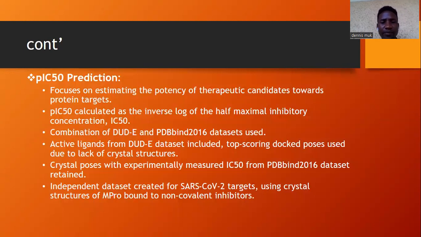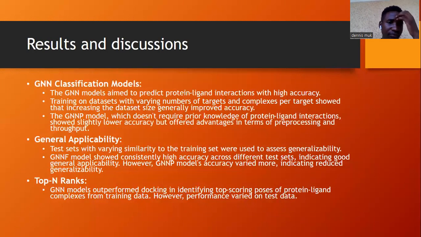So we further look at the IP in the PIC50 prediction. This one focuses on estimating the potency of therapeutic candidates towards protein targets. PIC50 is calculated as the inverse log of the half maximal inhibitory concentration. Basically, the combination of DUDE and PDB binding 2016 data sets are used. So we have the results and the discussion.